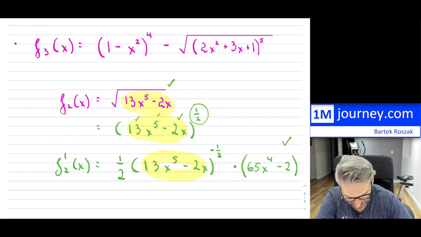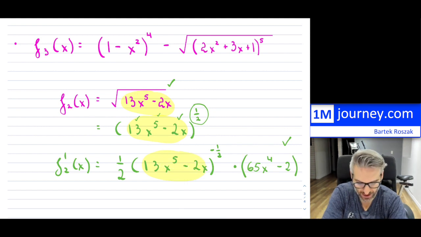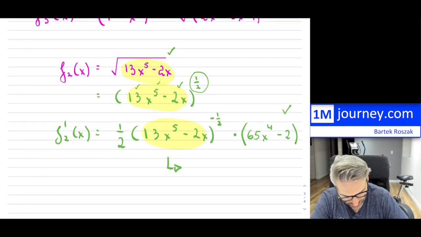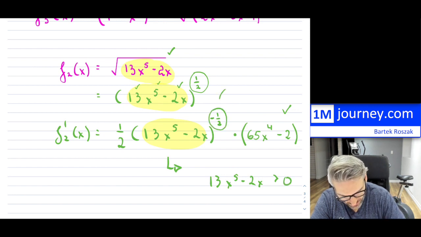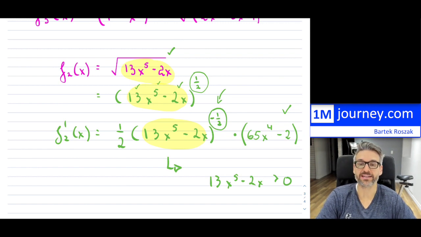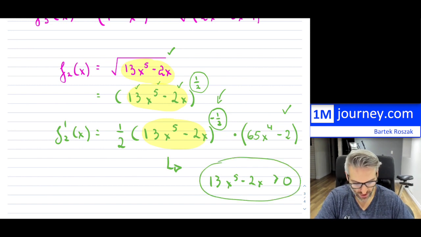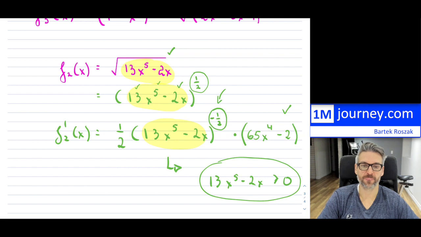So x has to be defined in such a way that, because of the radical, 13x to the 5 minus 2x has to be greater than 0. This is because it's now negative right here, so that means it would have been in the denominator. So we can't have it be 0 because it would be undefined. So right there, that would have been our restriction on x. Anywhere aside from that, it is differentiable.